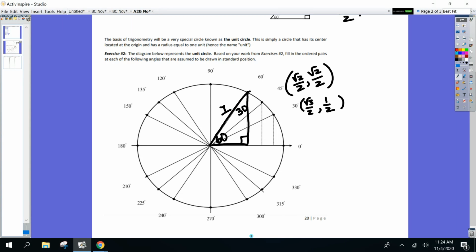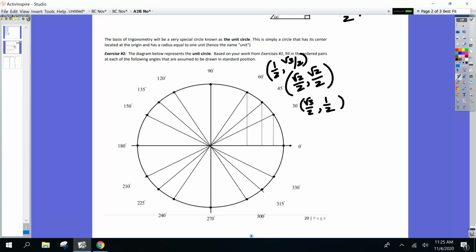All right, what's across from 30 again on your triangle? 1/2. What's across from the 60, everybody? Radical 3/2. Anybody can chime in there. All right, so now, what's my x-coordinate? 1/2. And my y-coordinate? Radical 3/2. And those are the only 3 you're going to know.